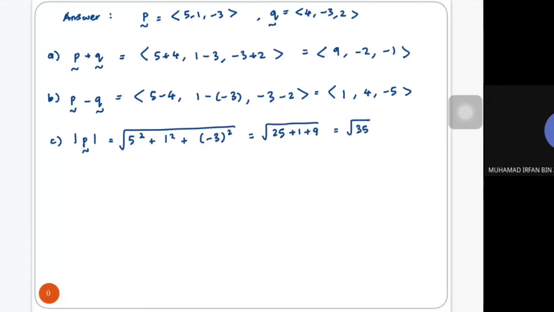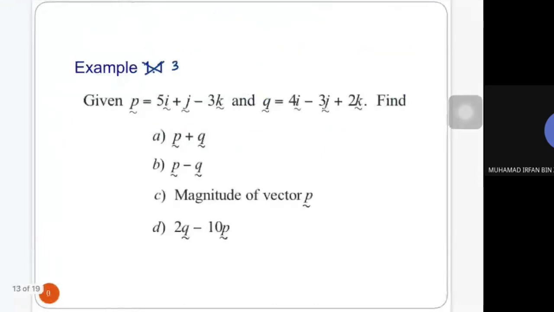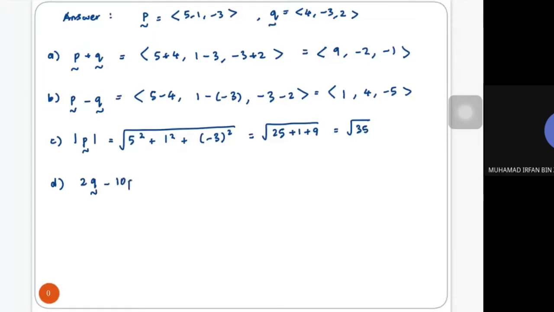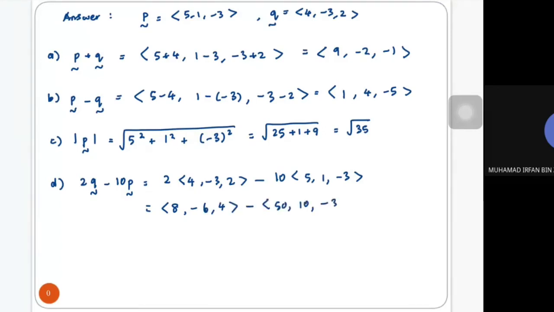And the last question, D, 2Q minus 10P. Okay, 2 times Q, 4, negative 3, 2, minus 10 times P, which gives 8, negative 6, 4 minus 50, 10, negative 30. So 8 minus 50, negative 6 minus 10, and 4 plus 30.